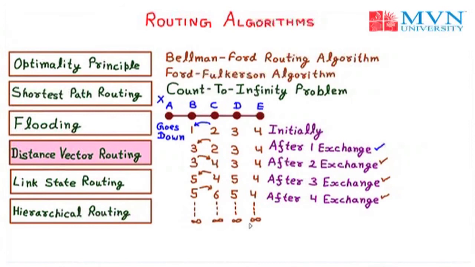That's why we call it the problem of count to infinity. The problem only arises when A just goes down. That is all about distance vector routing.